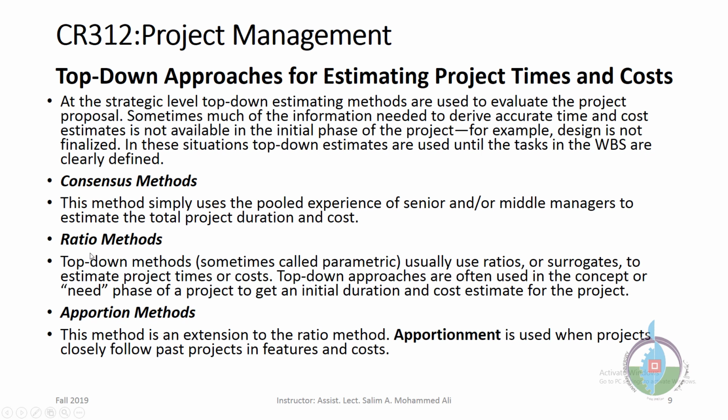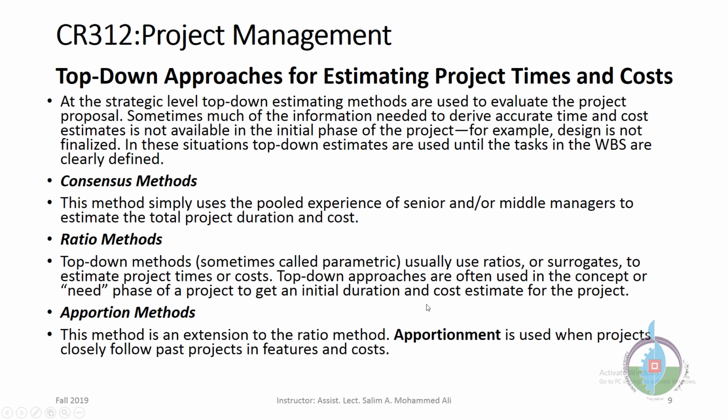Also, there is the ratio method. Top-down methods, sometimes called parametric, usually use ratios or surrogates. Surrogates means like associates or assistants or something similar to it, to estimate project times or costs. Top-down approaches are often used in the concept or need phase of a project to get an initial duration and cost estimate for the project.